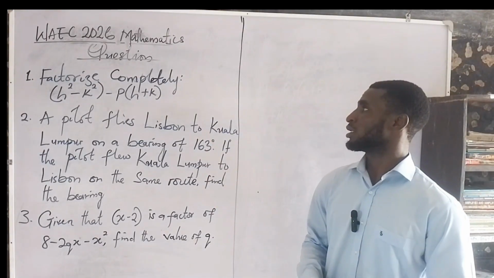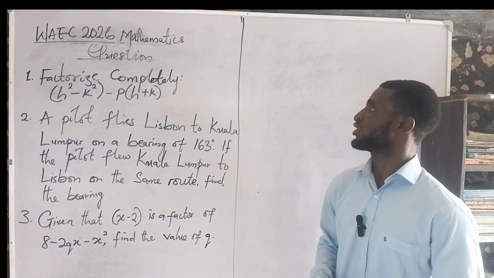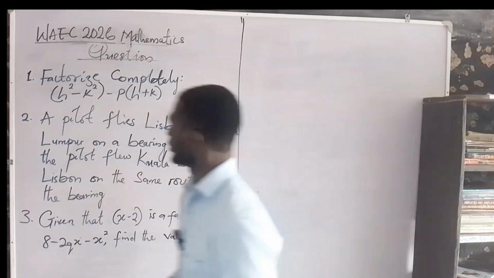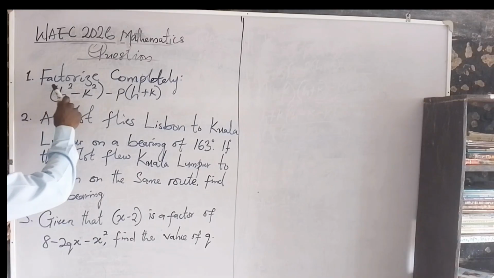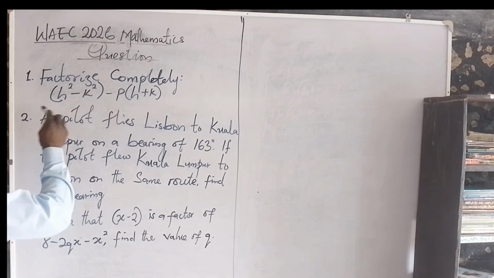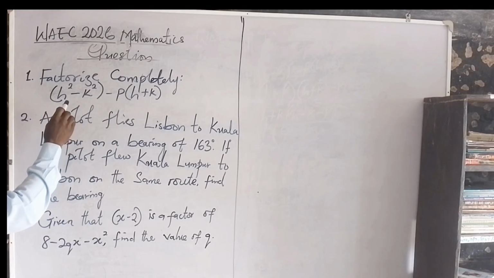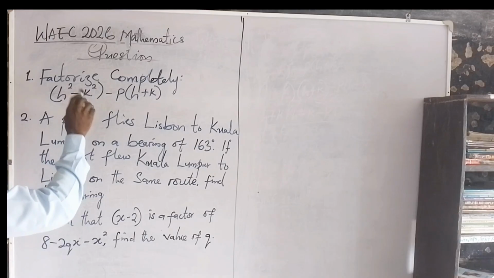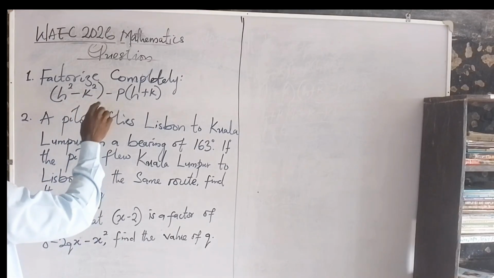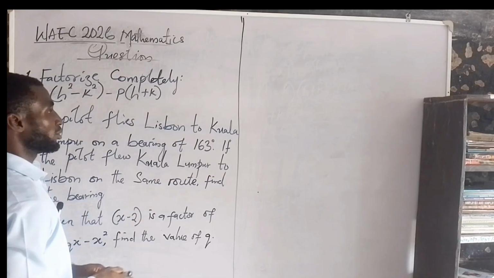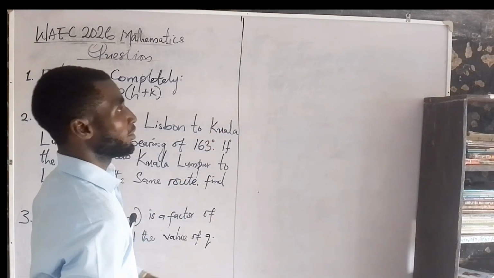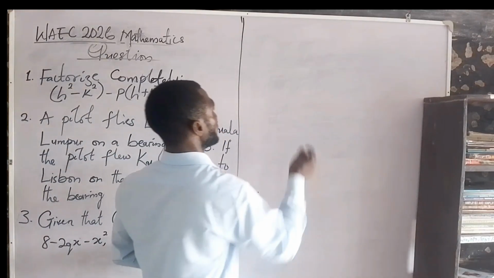Let's quickly take a look at these WAEC 2026 mathematics questions. From the first question, they said factorize completely (h squared minus k squared) minus p(h plus k). We'll be using the other side of the board for our solution.